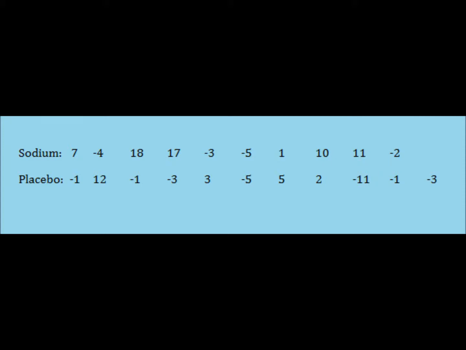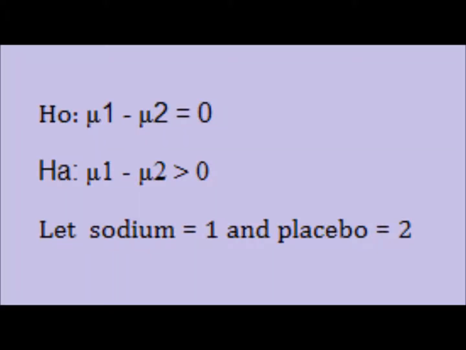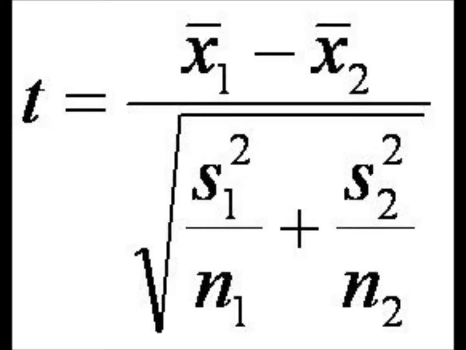The response variable is the increase in systolic blood pressure for a subject after 12 weeks in millimeters of mercury. Do the data provide sufficient evidence to conclude that a sodium supplement raises blood pressure more than a placebo? Alpha equals 0.05. First, show your conditions, and then list your claims as shown below. Let sodium equal 1 and placebo equal 2.